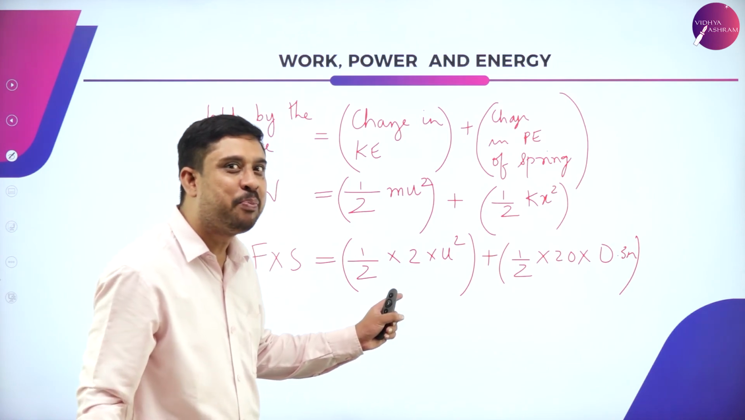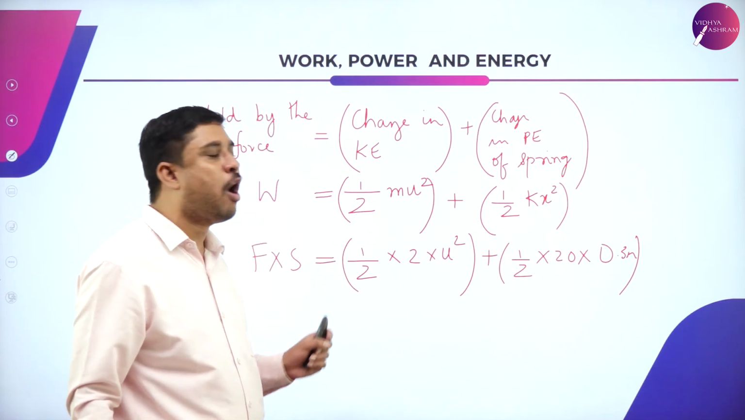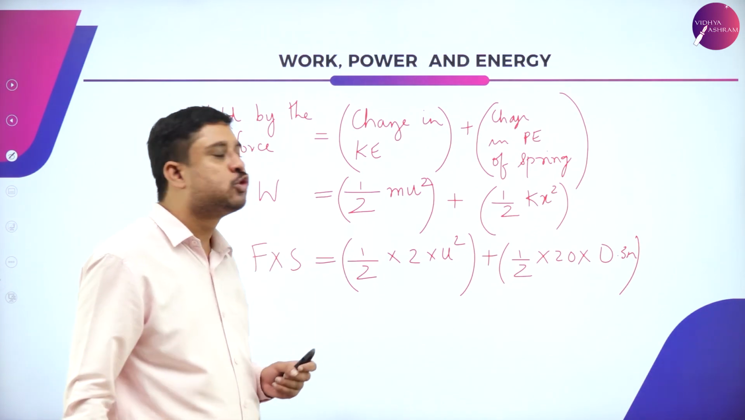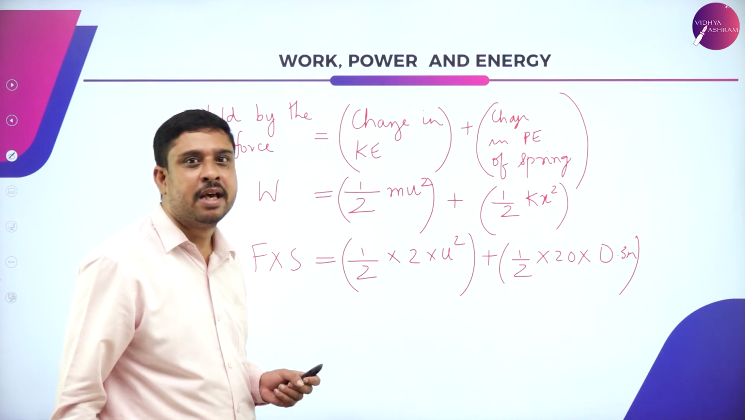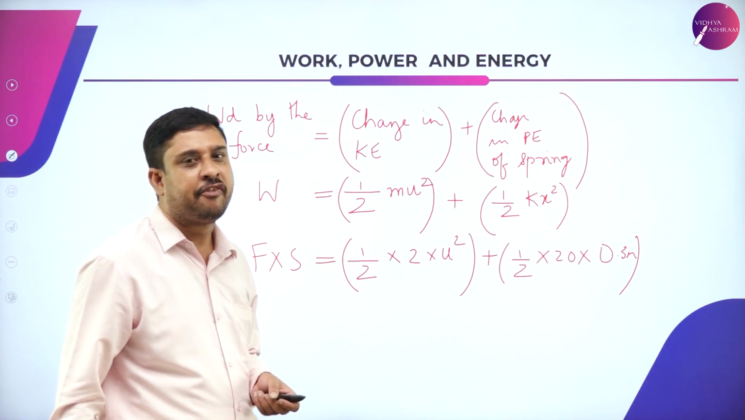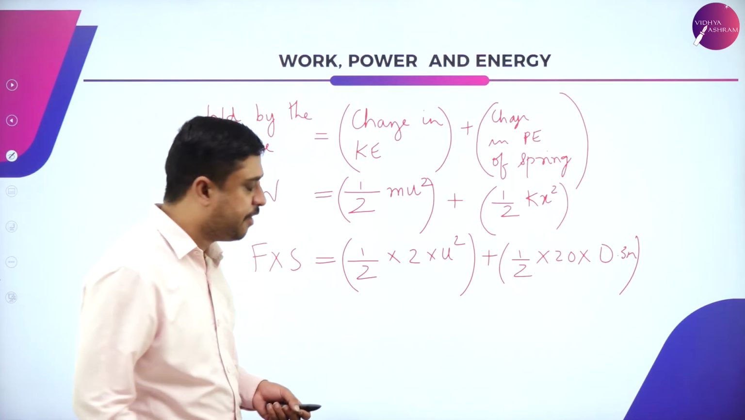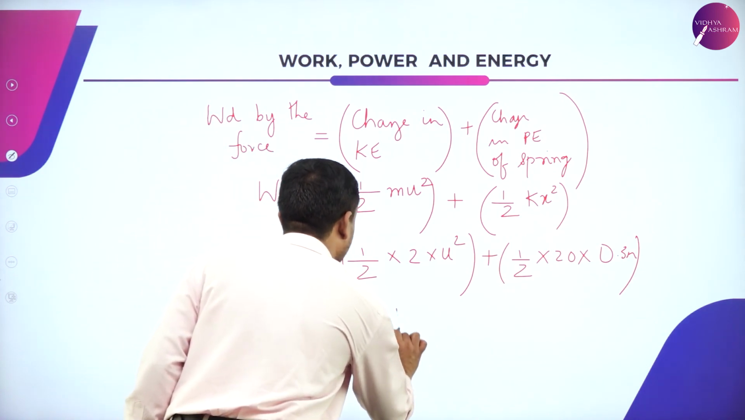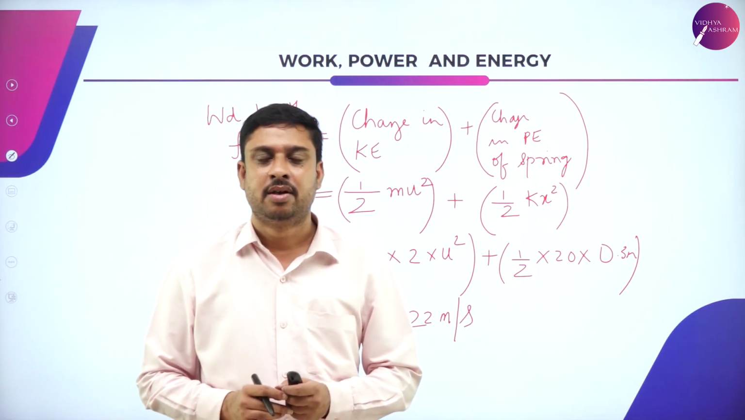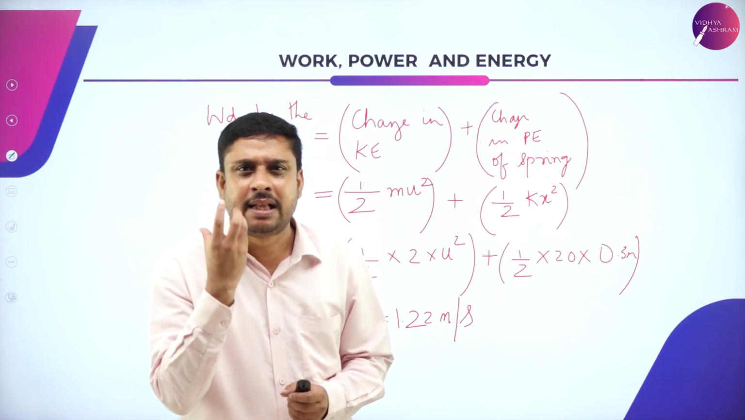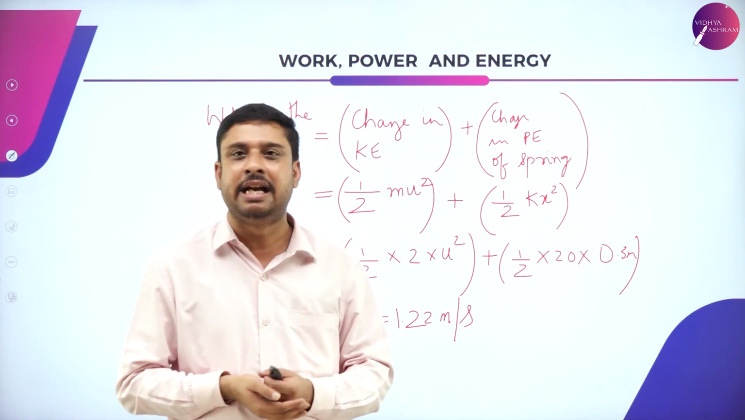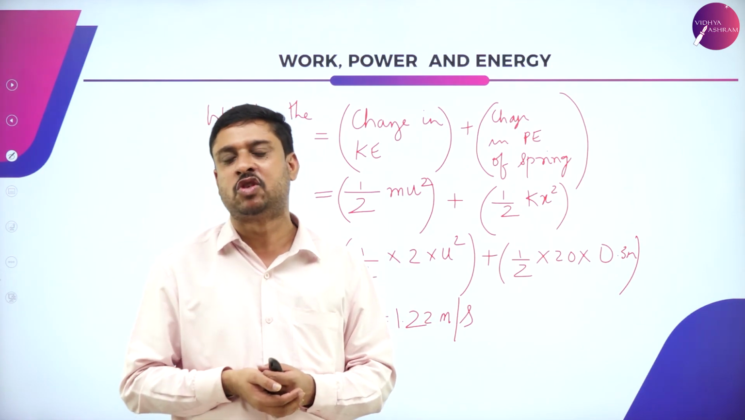See, this is one example where I particularly wanted to show how difficult it becomes if you don't collect the data and try to simplify. Collect the data on the side, and immediately you can simplify the terms. So, on simplification, u turns out to be 1.22 meter per second. So students, with a little bit of depth in expressions, very clearly I could solve problems from this chapter.